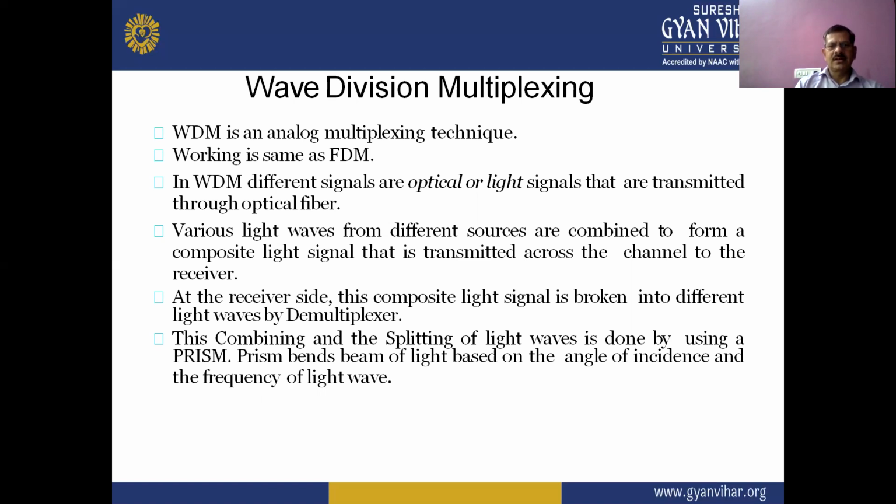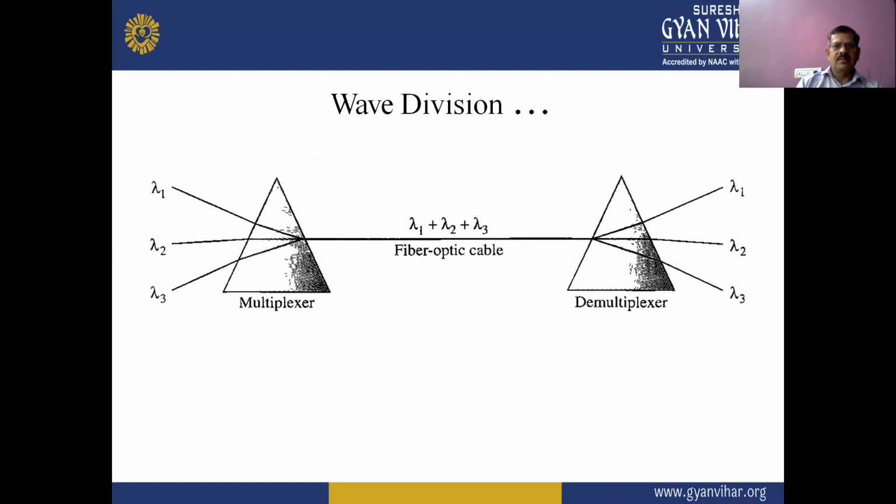On the receiver side, this composite signal is broken into different light waves by the demultiplexing technique. So this combining and splitting of light waves is done by using a prism. A prism bends a beam of light based on the angle of incidence and the frequency of the light wave. This splitting of light waves by the prism can be seen in this diagram.